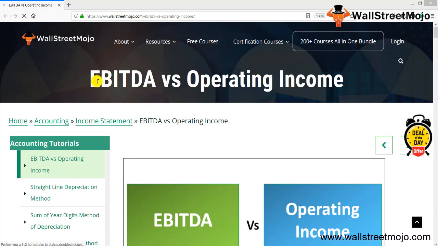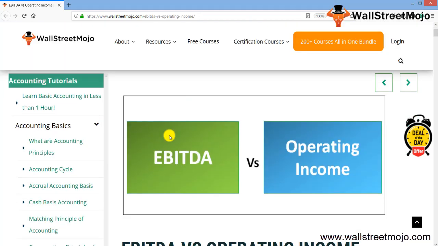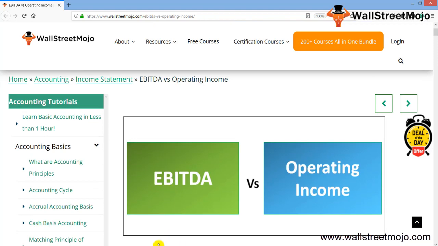Friends, today we have a topic which is EBITDA versus operating income. EBITDA is one of the very important drivers used for valuation purposes, especially for heavy, capital-intensive companies. Well, let's try and understand this topic in a much more detailed format.